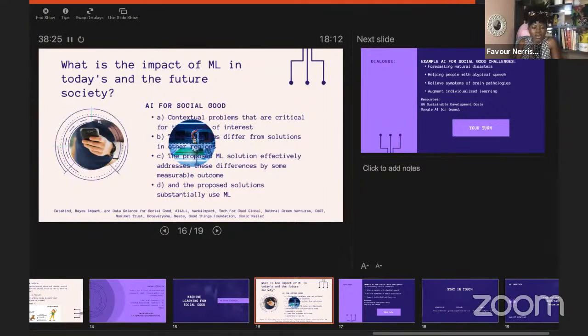And at the bottom, in little, I listed some initiatives and organizations that are heavily involved in the AI for social good movement, such as the Base Impact Data Kind.